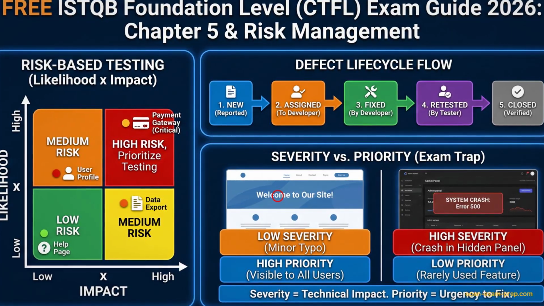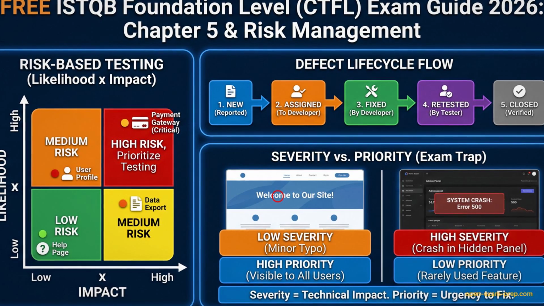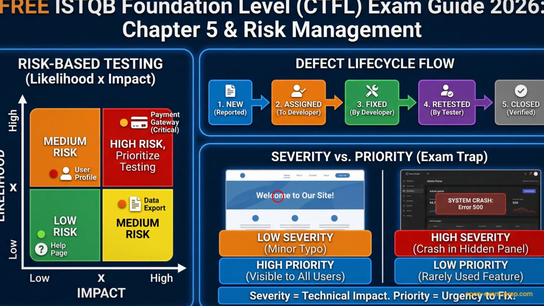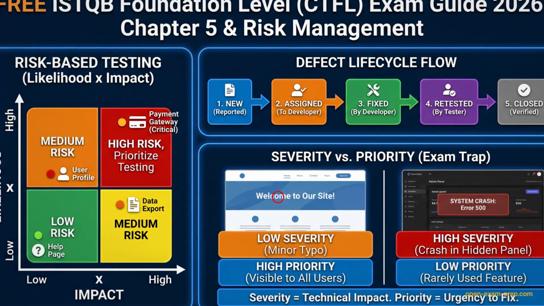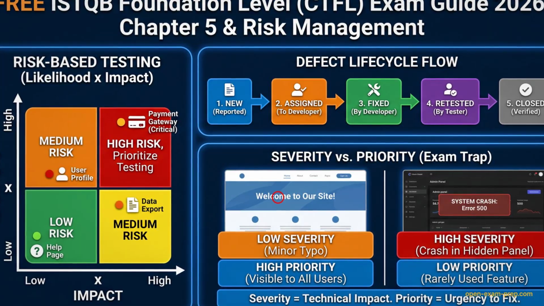A common exam trap is confusing severity and priority. Severity is the technical impact of a bug, while priority is the business urgency to fix it. A typo on the homepage is low severity, but high priority.